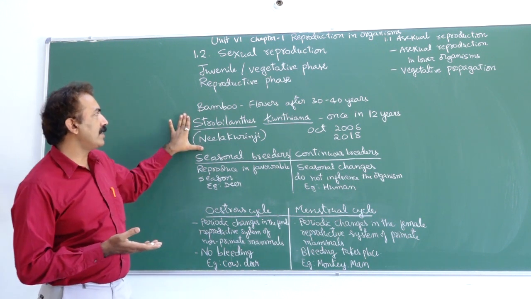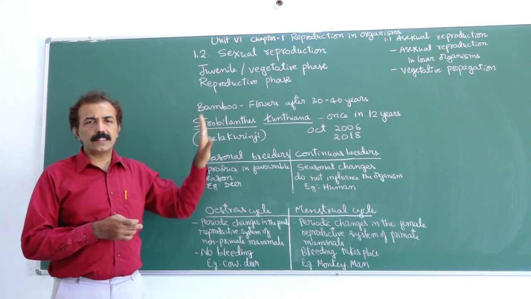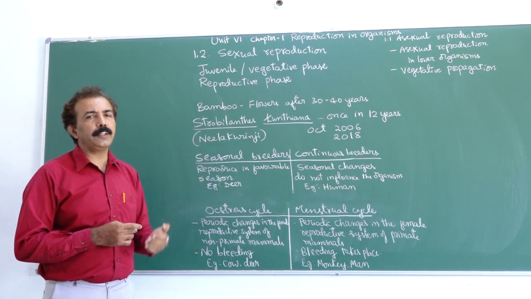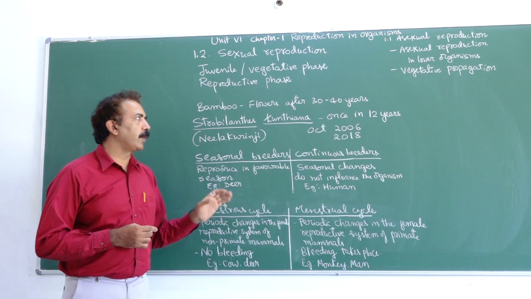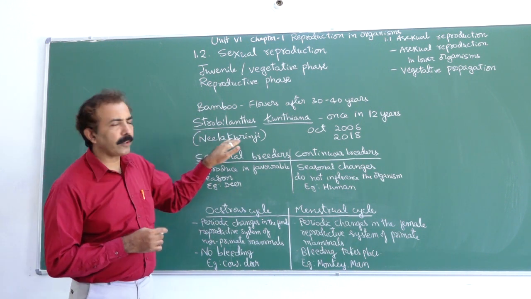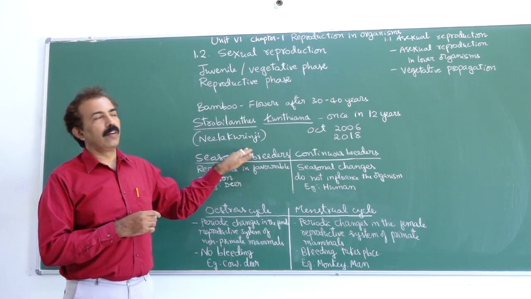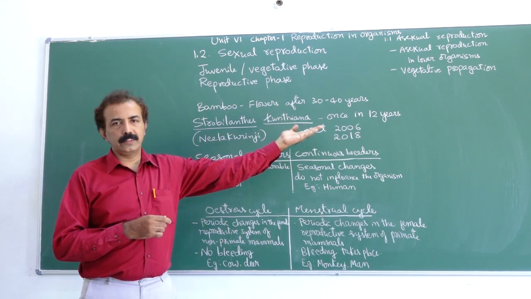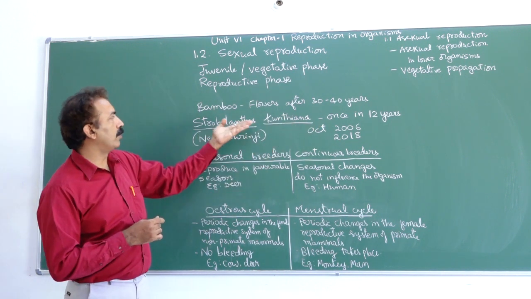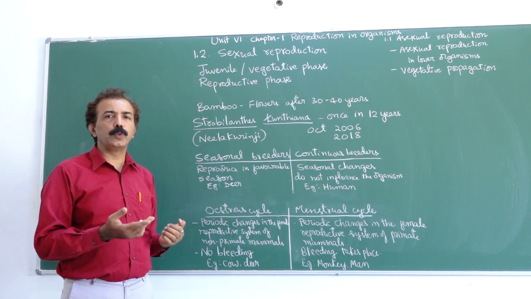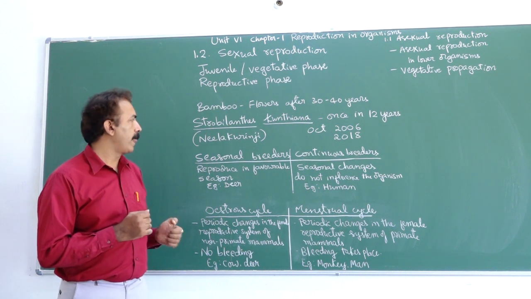So these are some interesting cases discussed in the textbook. From an examination point of view, you may expect questions like, what is the scientific name of Neela Kurinji? Or which plant flowers once in 12 years? Or what is the common name of Strobilanthes kunthiana, and so on.